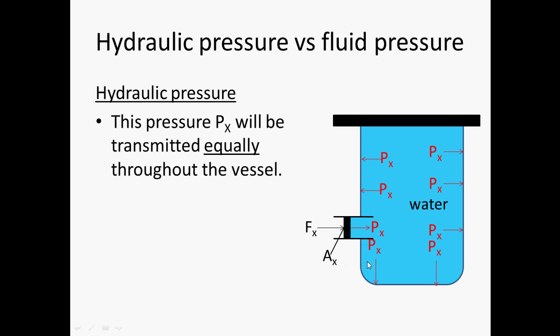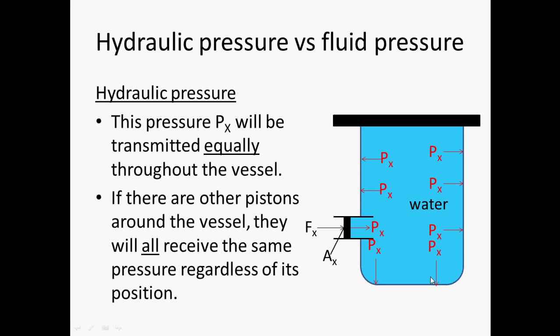This pressure Px is transmitted equally throughout the vessel. So at any point on the vessel, the pressure is Px, regardless of whether it is higher up or at the lowest point. If there are other pistons around the vessel, they will also receive the same pressure regardless of position, whether high up or lower down. It does not mean that at a deeper depth you will have more pressure than the one above, because in a hydraulic question we are only interested in the amount of pressure transmitted.